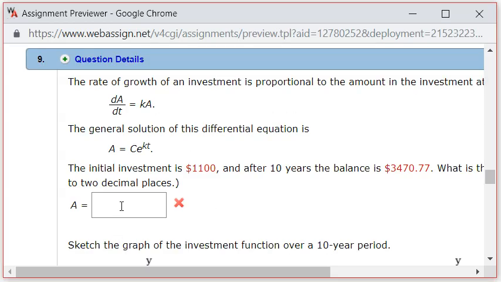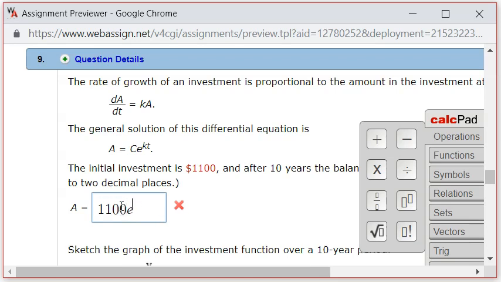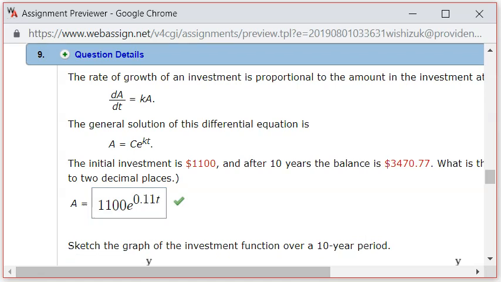So let's type this in. What we got was 1100e^(0.11t). Let's check the answer. It came back and looks like we got the function correctly.